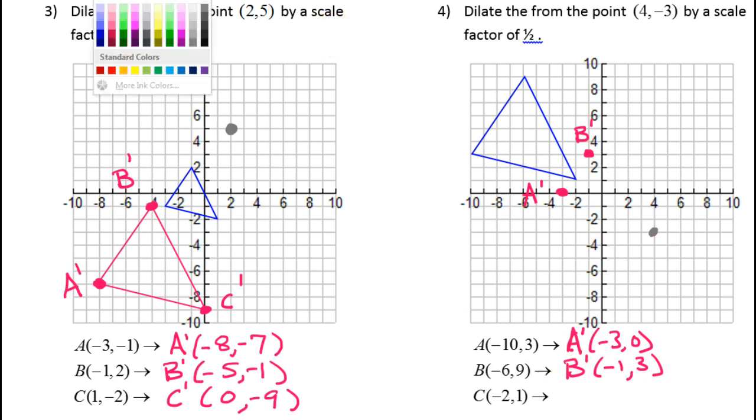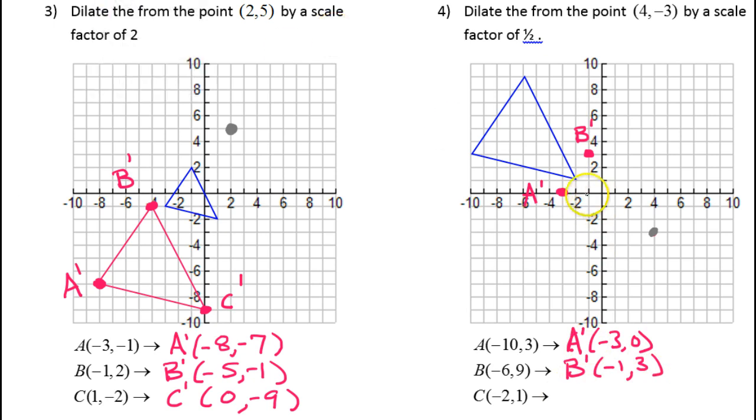Okay, last one. Point C is right here at -2, 1. If I wanted to travel to point C from this center of dilation, I would have to go left this many and up this many. So what did I just do? That's 4 to the right, 2 to the left. So I just went left 6 and up 4.